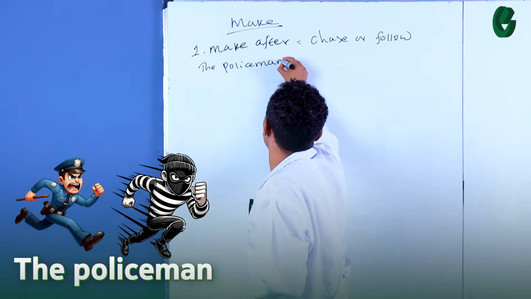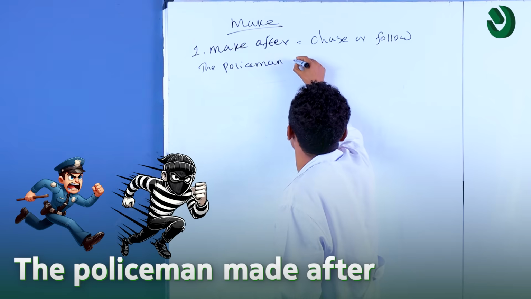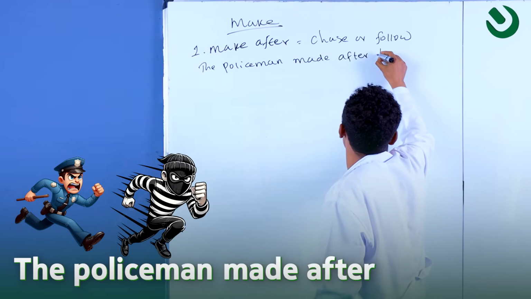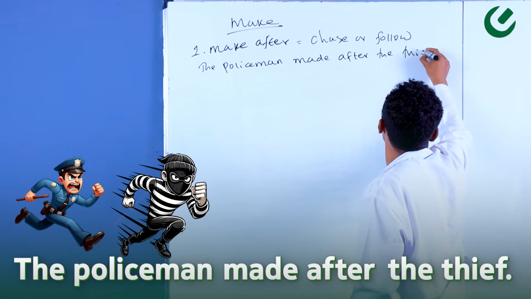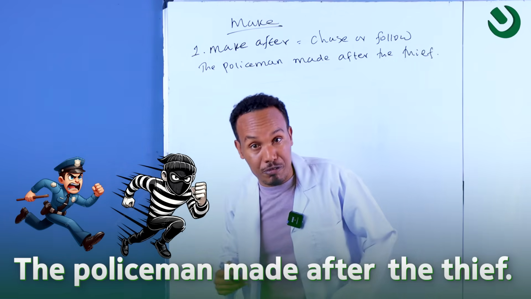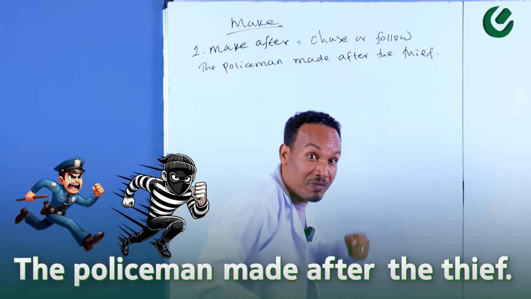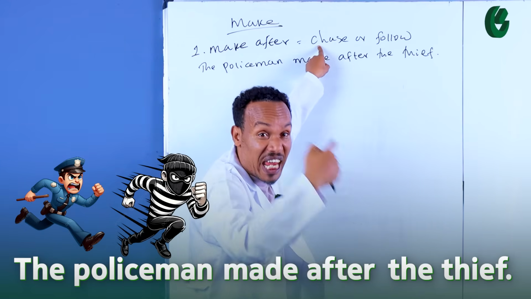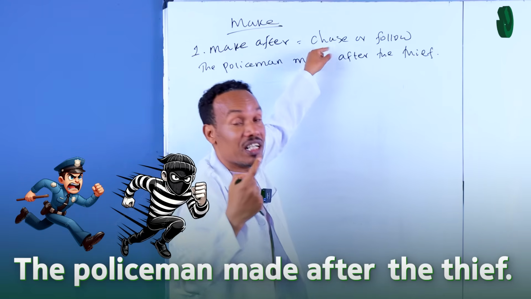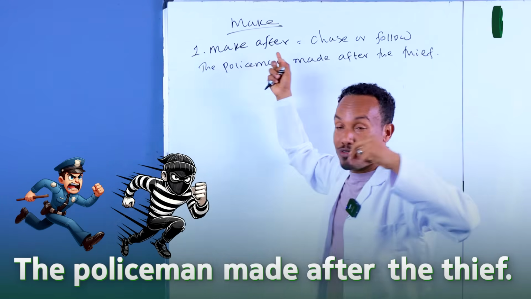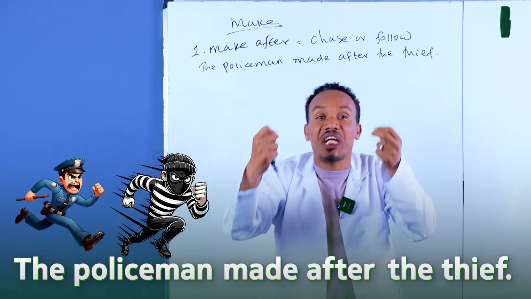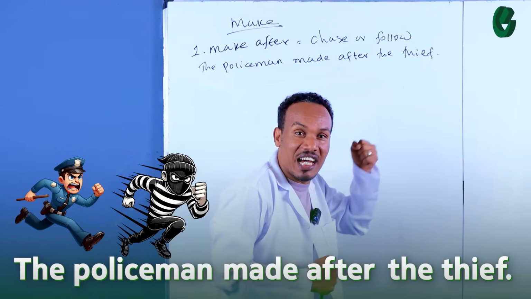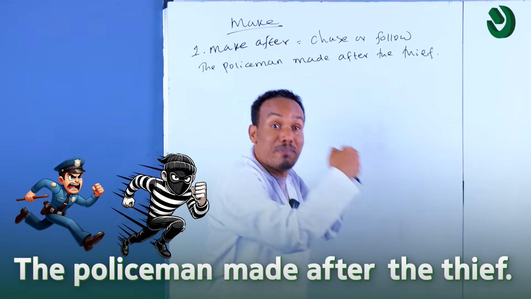For example, the policeman made after the thief. The policeman followed the thief or chased the thief, right? Do you understand me? So, what do you mean by make after? To chase or follow. The policeman chased after the thief, or the policeman made after the thief.